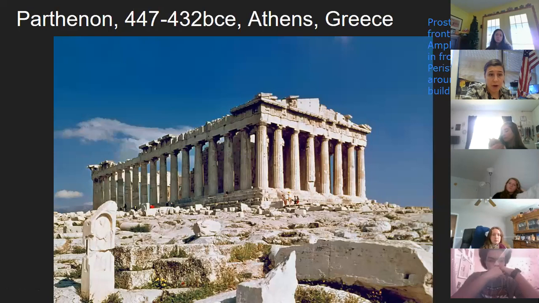So this is the Parthenon, and it was built during that post-war building spree that the Athenians went on. So it was built between 447 and 432. And those are exact dates. So it took them a while to get this building up, to do all the carvings. And the Parthenon is on this hill in Athens called the Acropolis.